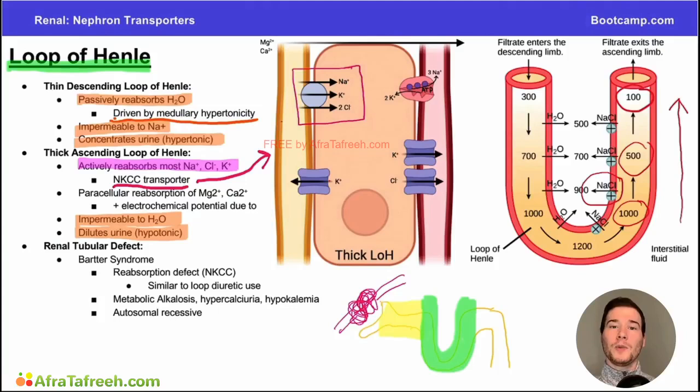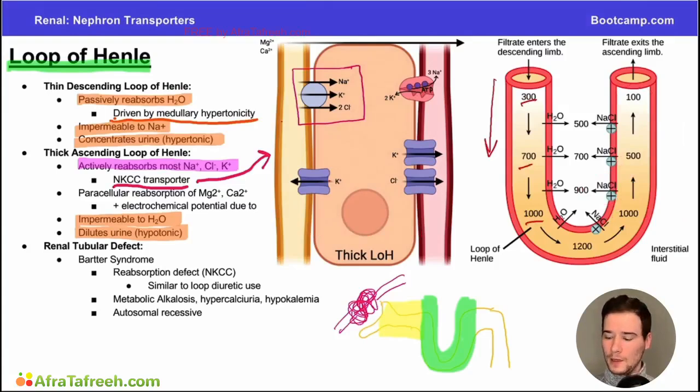So remember, again, we have to be able to compare and contrast the descending limb with the ascending limb. Remember, as we go down the descending limb and water is passively reabsorbed, we are creating a hypertonic fluid in the tubule. We're getting more and more concentrated, which is the opposite of what happens on the other side of the loop of Henle. As we go up the ascending limb and sodium is continuously pumped out, we are creating more hypotonic urine. That means that it's less concentrated as we move up the ascending limb.